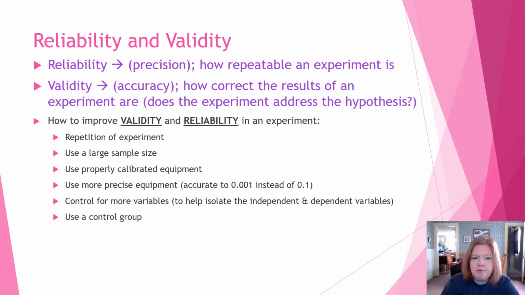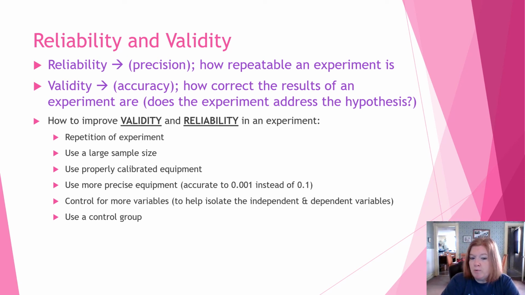And how can you improve validity and reliability in an experiment? Well, you can repeat the experiment. Well, that gives you some reliability, some precision. You can use a large sample size. Okay, so if I'm doing my plant experiment, I don't use one plant, I use 5 or 10 or 50. I use properly calibrated equipment. So if I am measuring mass, I'm going to use a balance that's calibrated. I use more precise equipment. So I don't use a ruler that only has centimeter marks. I use a ruler that has centimeter and millimeter marks. Okay, I use a balance that will give me 3 digits after the decimal point instead of just 1.